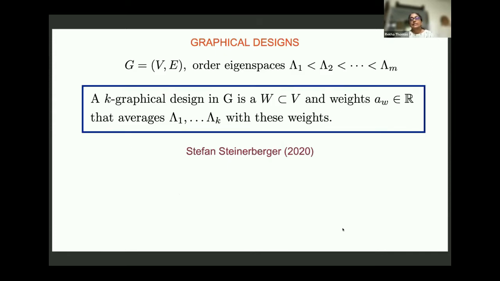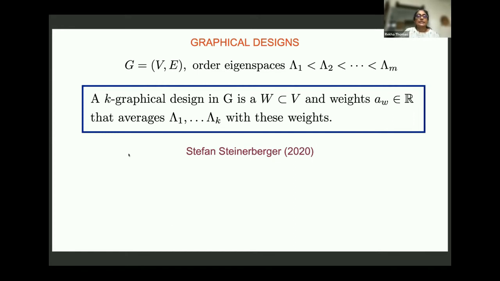So that gets me to the definition of a graphical design. Let me explain what that is. We have this graph G, and we've ordered the eigenspaces. Let's assume there are m distinct eigenspaces. They may have dimension more than 1, so I'm not assuming that the number of vertices is the same as the number of eigenspaces. So m is the number of eigenspaces, and we order them some way. It doesn't have to be frequency order. In many of my examples it will be frequency order, but just fix an order.